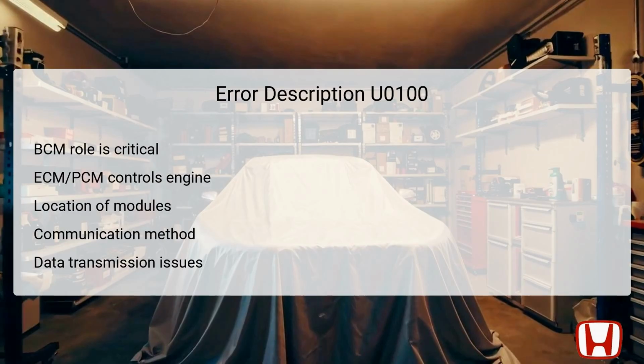Communication between these modules occurs through data signals transmitted over the CAN bus. A malfunction in the data transmission can lead to the BCM concluding there's an abnormality, prompting it to store the U0100 code. Ensuring both modules can effectively communicate is pivotal for the vehicle's overall performance and reliability.